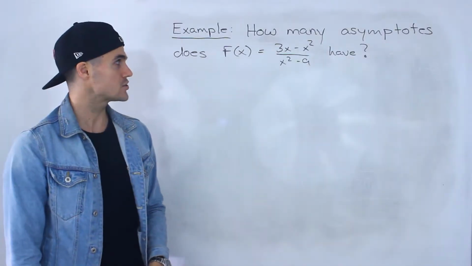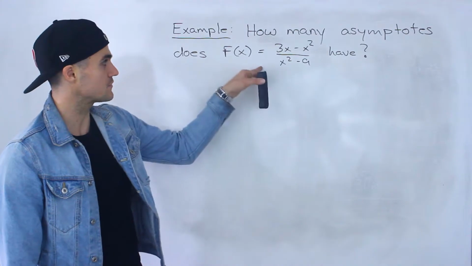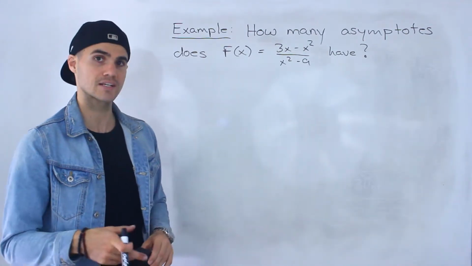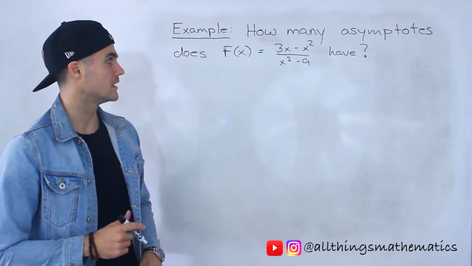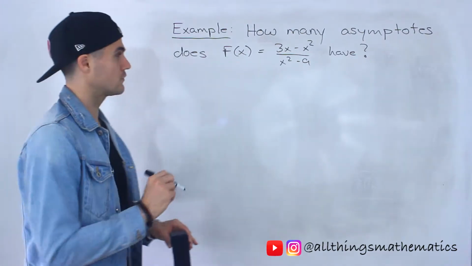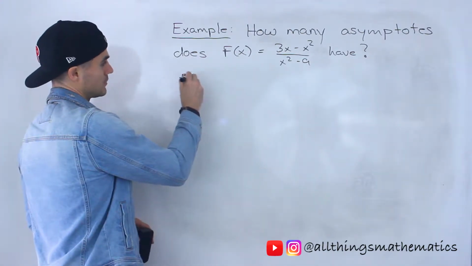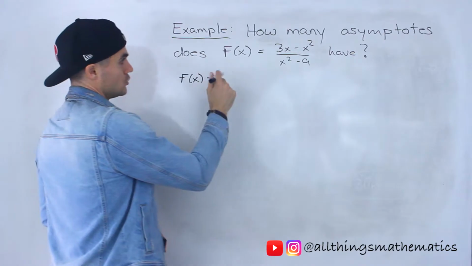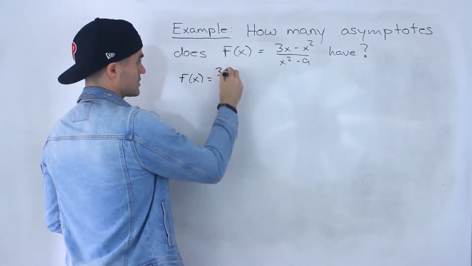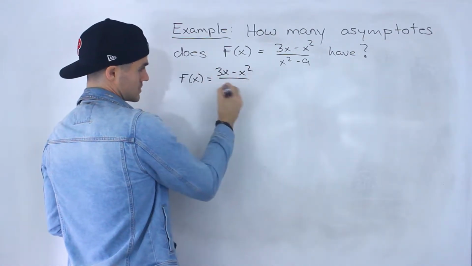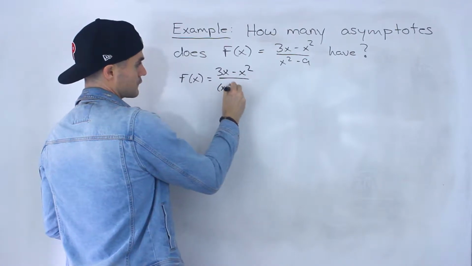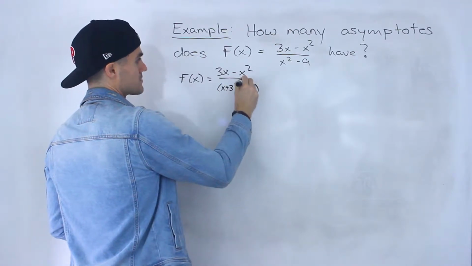And in this question we're asked how many asymptotes does this function (3x minus x squared) over (x squared minus 9) have? So with this kind of question you've got to be careful because, let me rewrite it here, you might be tempted to look at this question, factor the denominator, which is what you've got to do. That's a difference of squares, x plus 3, x minus 3.